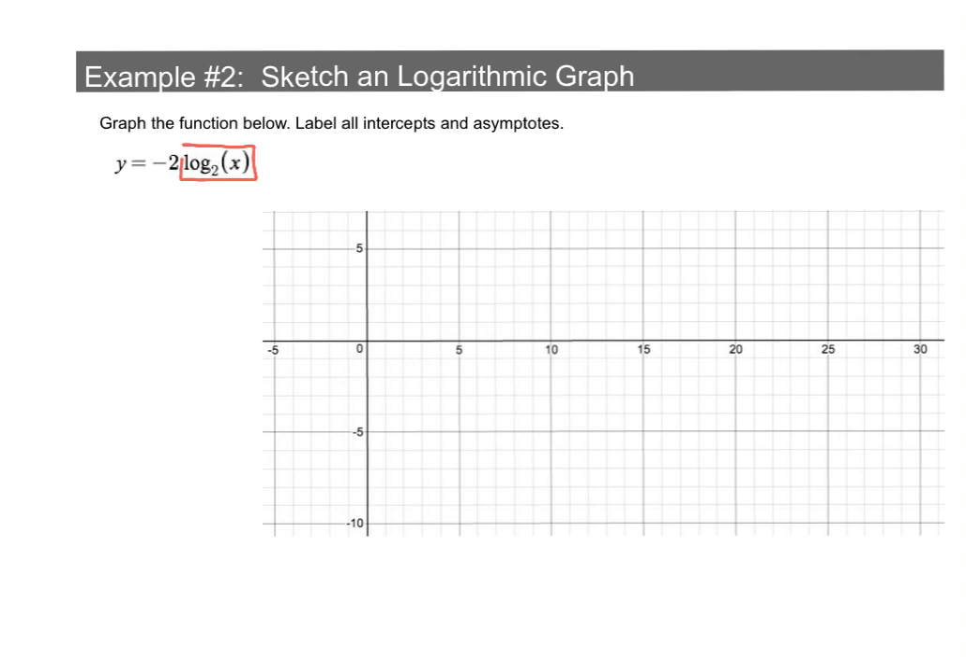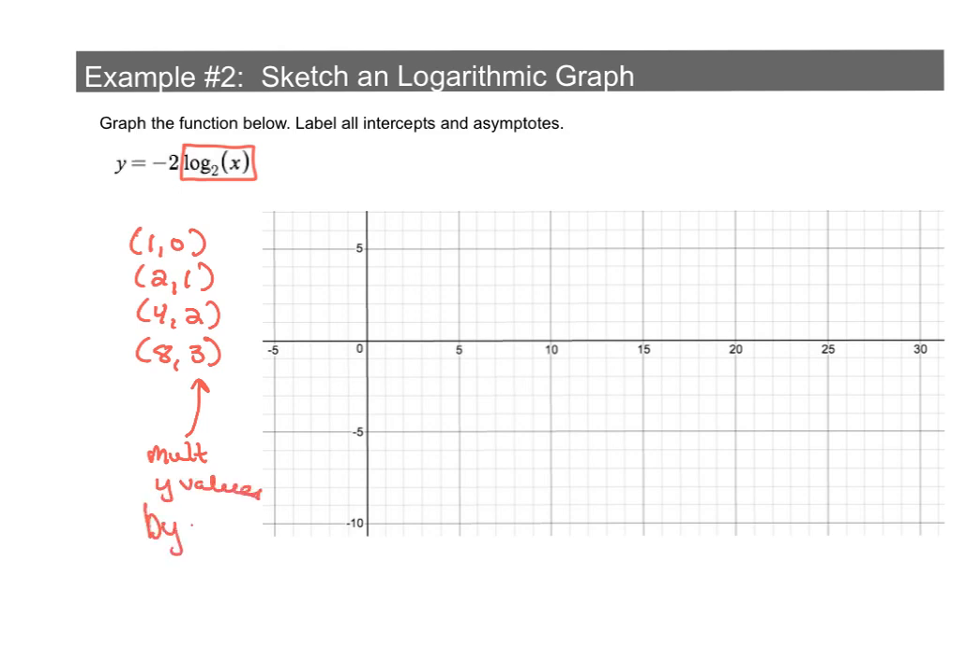So here what we do is we could take the points that we had from the last graph and multiply them by -2. The negative will flip the log graph upside down, and the 2 will stretch the graph further away from the x-axis. But I'm going to take those points that I had from the last slide, which were 1, 0, 2, 1, 4, 2, 8, 3, and I'm going to multiply the y values by -2.